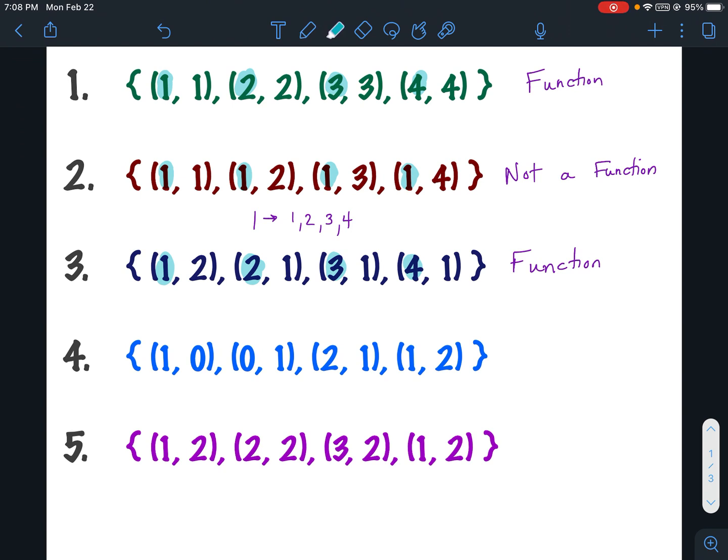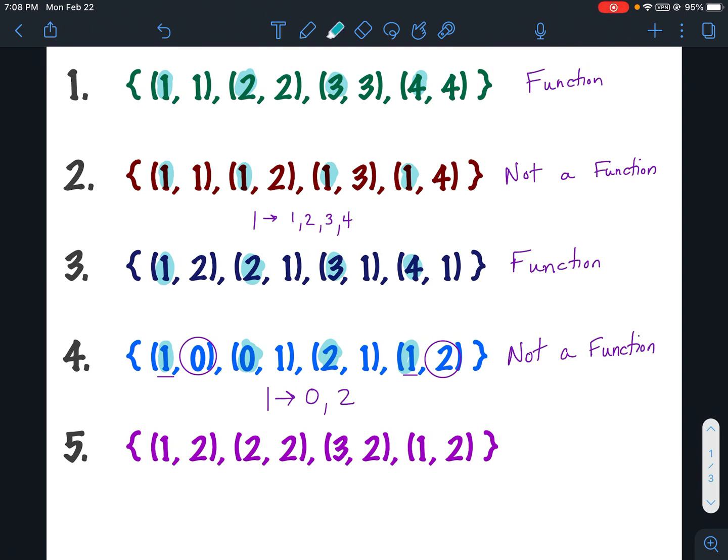Number 4, I've got 1, 0, 2, and 1. So I do have 1 that repeats. The input 1 repeats, and it has outputs of 0 and 2. Since the input 1 has 2 outputs, it's not a function. If it has more than one output, it is not a function.